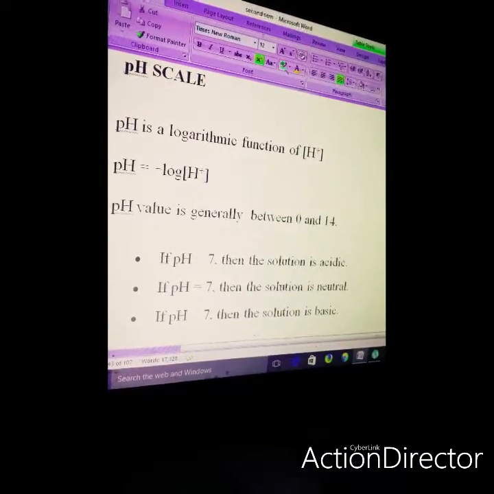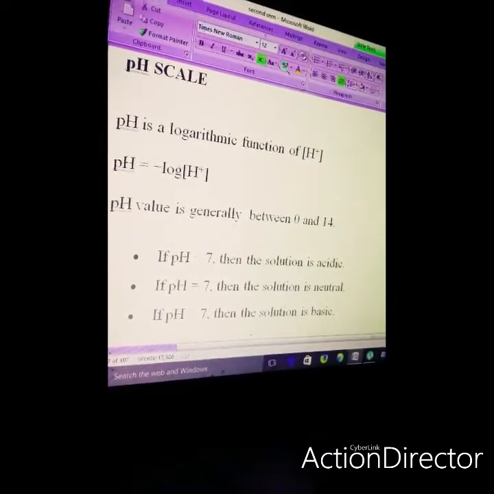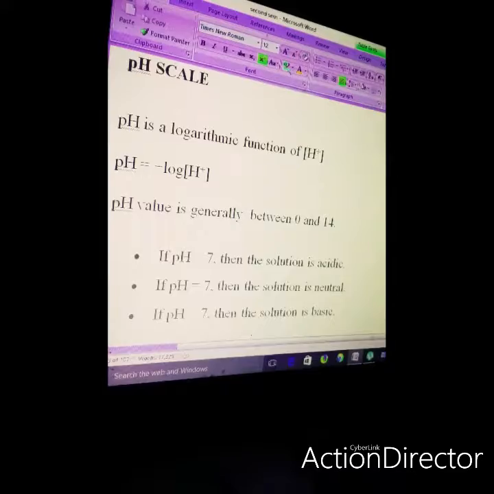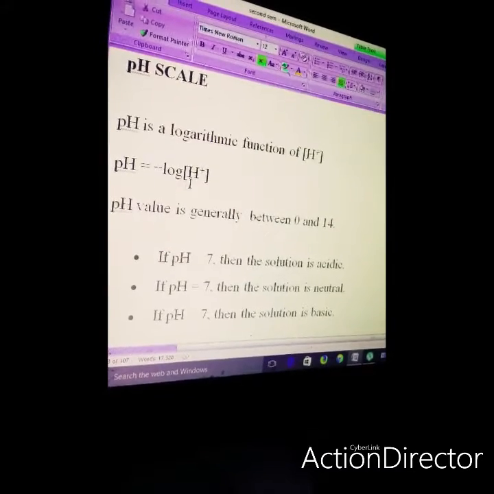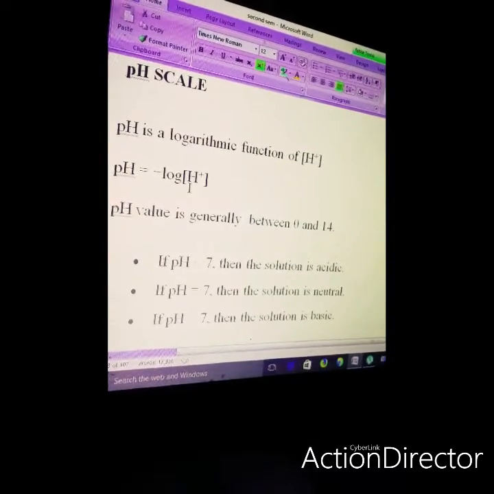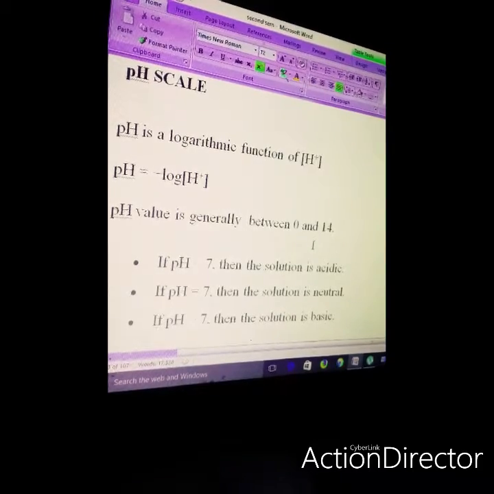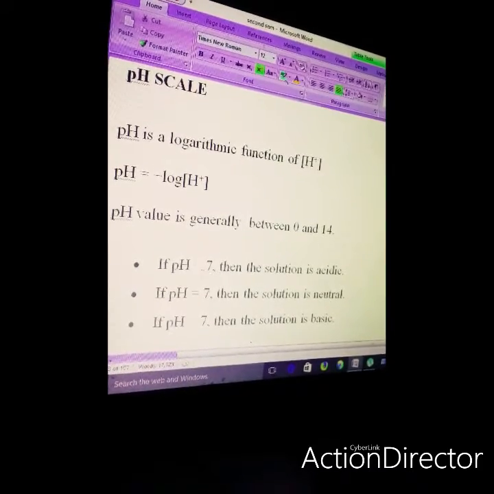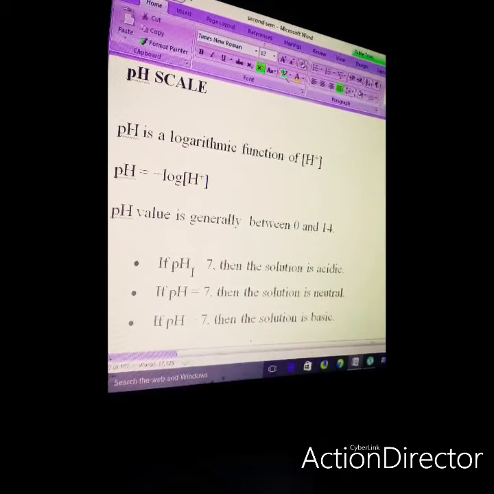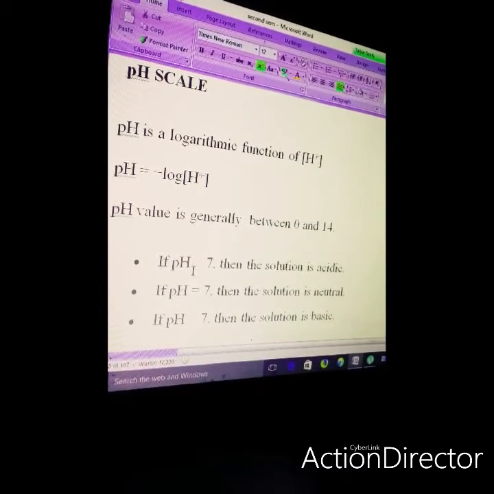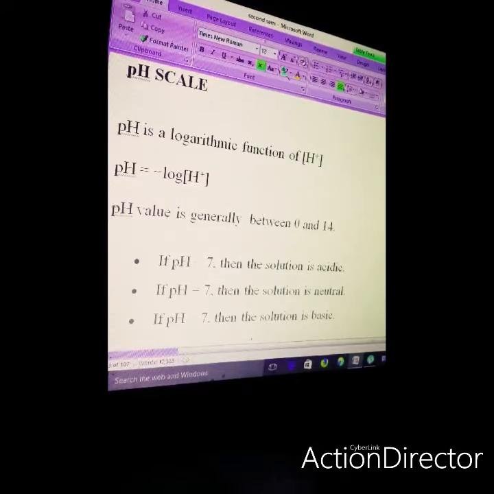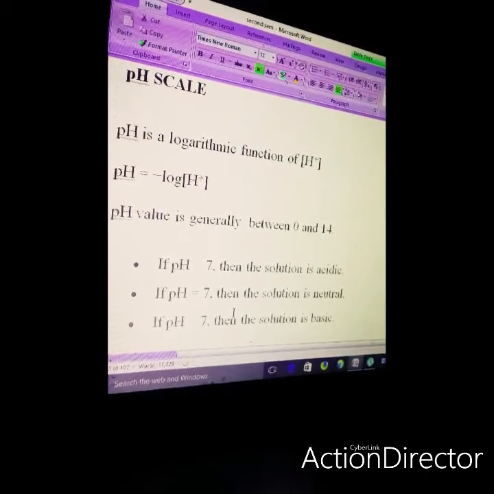Let us now talk about the pH scale, that is the potential of hydrogen, which is nothing but the negative log of hydrogen ion concentration. Now pH value is generally between 0 and 14, as you know. So if pH is less than 7, it will be acidic. If it is equal to 7, it will be neutral, and if it is greater than 7, then the solution is basic.